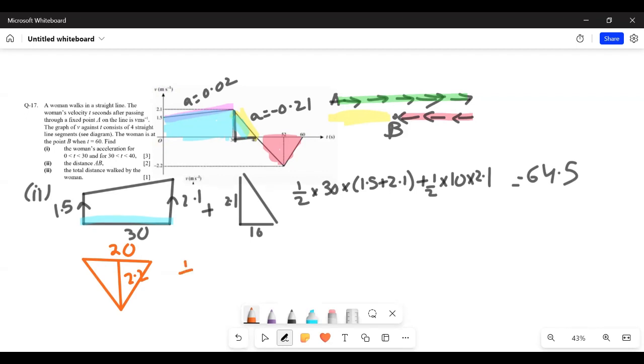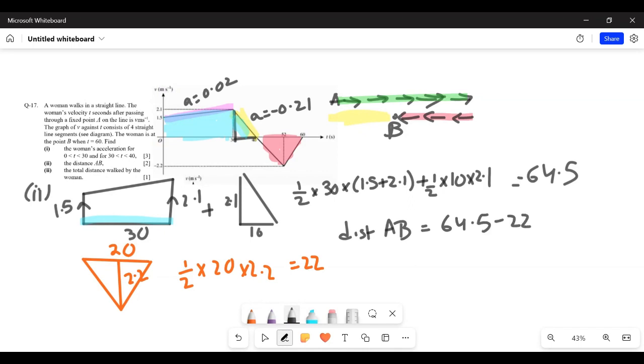So this would be half times base times height, which is 22. Okay, now subtract the two distances. So the answer for part two would be distance AB is 64.5 minus 22, which is 44.5. Oh, sorry, 42.5, sorry.